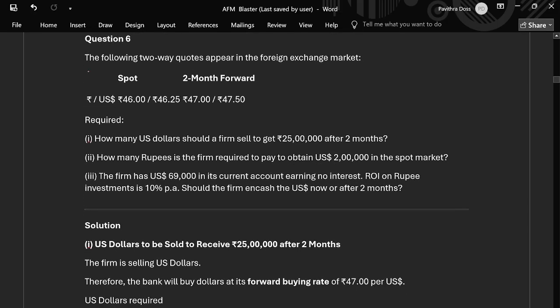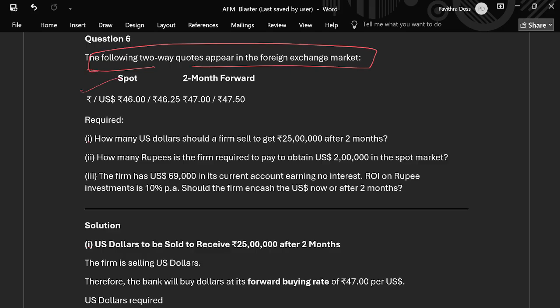Okay. The following two-way quote appears in the foreign exchange market. The spot and the 2-month forward is given. How much US dollar should the firm sell to get 25 lakh after 2 months? So after 2 months, we are going to receive 25 lakh. So how many dollars will the firm have to sell? What rate is given here? It is given rupee per USD, so rupee per USD is the rate.